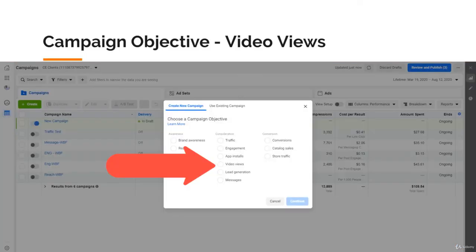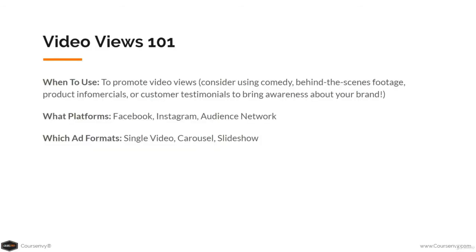Next, video views. Select the campaign objective, video views. These are used to promote video views. In these videos, consider using comedy, behind the scenes footage, product infomercials, customer testimonials, anything to bring awareness about your brand in a video format. Video views can be promoted on the platform Facebook, Instagram, or Audience Network via the format single video, carousel, or slideshow.